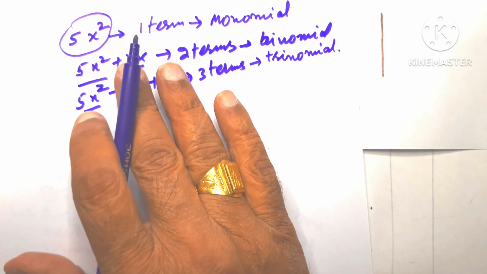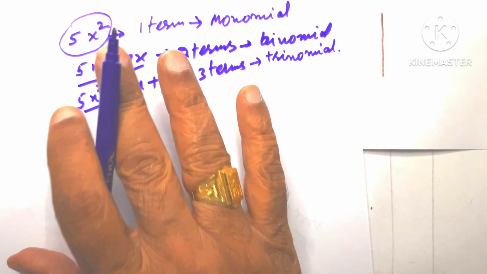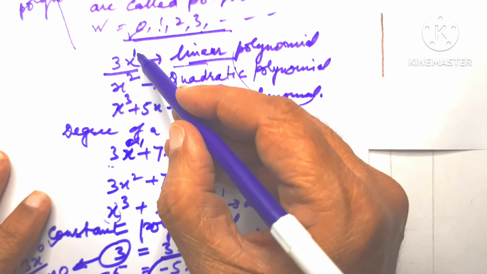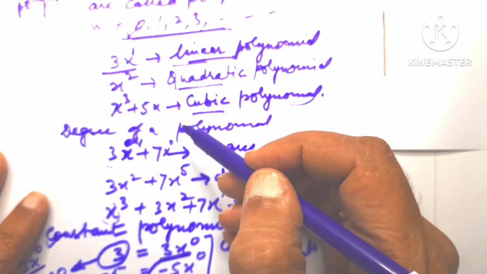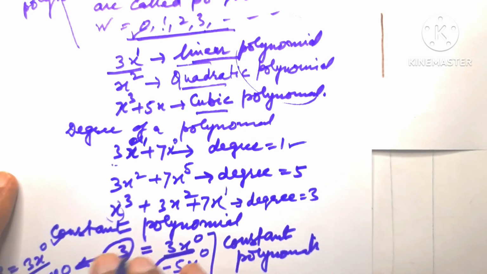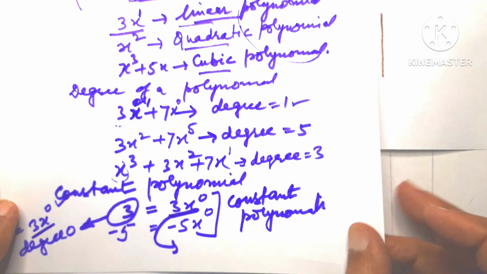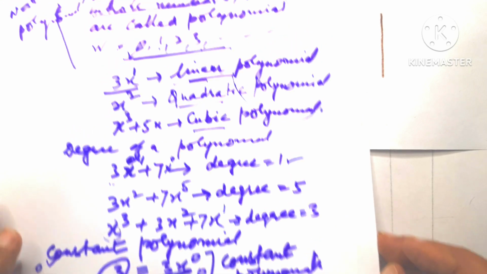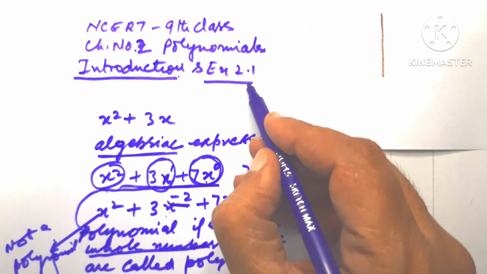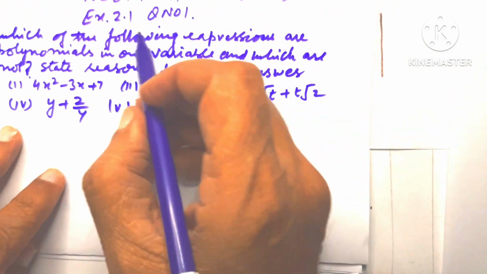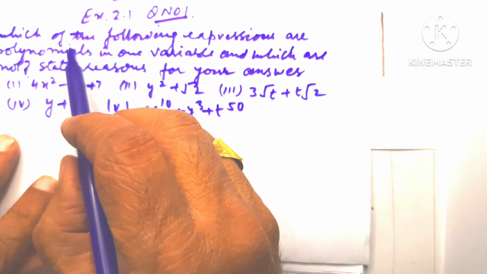So we have classification in terms of the number of terms and classification in terms of the degree of the polynomial. And degree we have discussed, and the constant polynomial also. This is the basic information required for doing this exercise 2.1. Now we'll start exercise 2.1, question number 1.